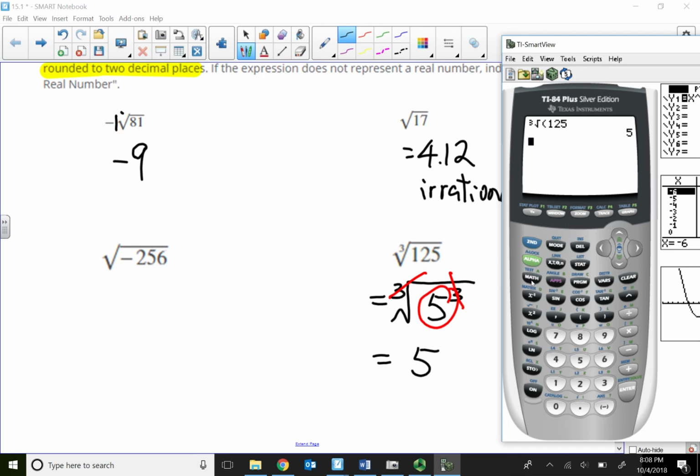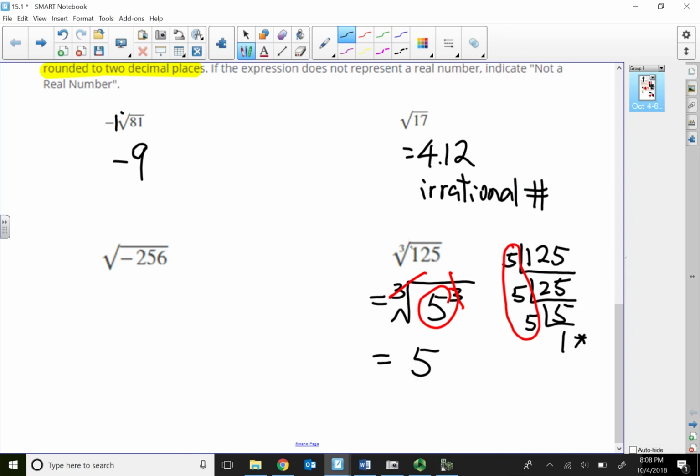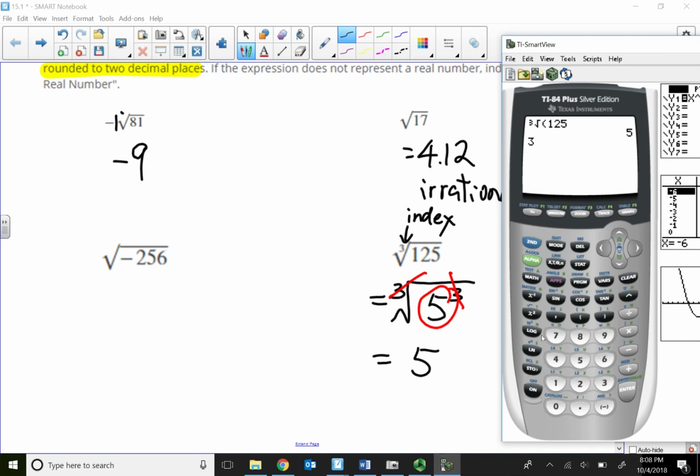If I want to use this x root, what I need to do first is enter my roots. The textbook calls these roots, and sometimes the textbook calls this root the index as well. So you type in the roots or the index, then go back to math, press number 5, and then I'm going to open a parenthesis and put in my 125 in the parentheses. Then that will give me my same answer, 5.